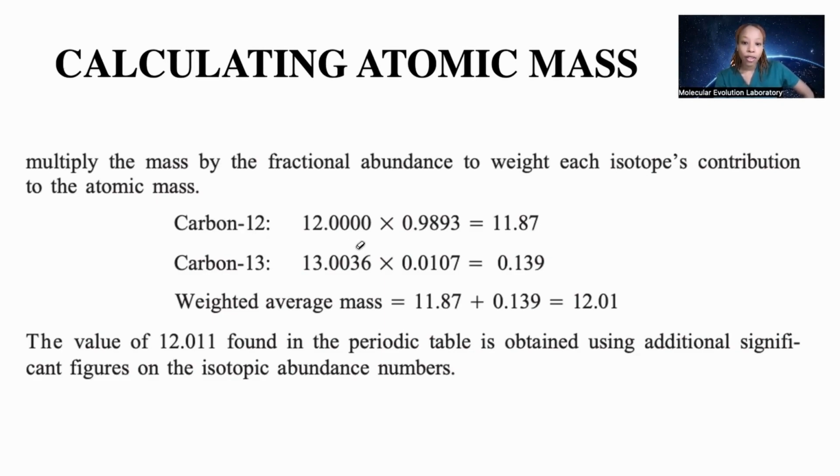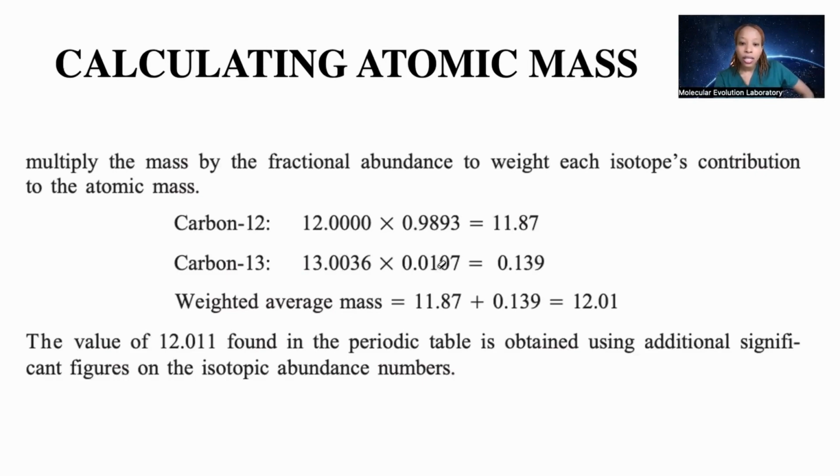12. However, there are different isotopes of the same element, which means that there are other carbon atoms with more than 6 neutrons. For example, you have carbon 13. Carbon 12 would be 12 times 0.983, which is the 98% of carbon 12 that is available, and this will basically give an average of 11.87.